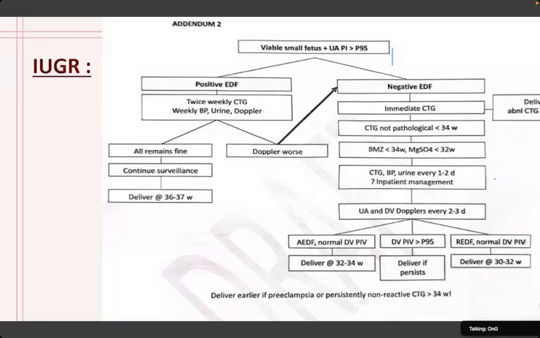We should be having this patient as an inpatient with twice weekly Doppler studies. With normal DV, and if the CTG is normal, then we monitor and reassess within 12 to 24 hours. But if there is an abnormality that we note, or if the CTG is abnormal, then delivery is imminent.